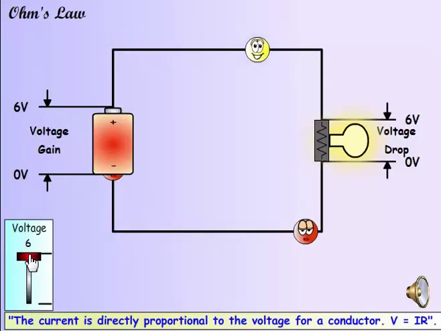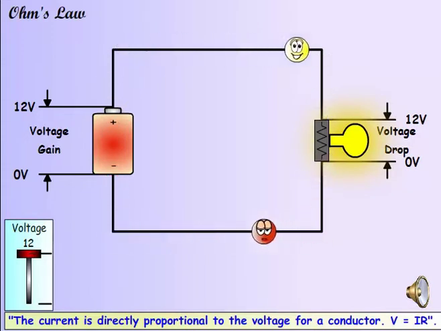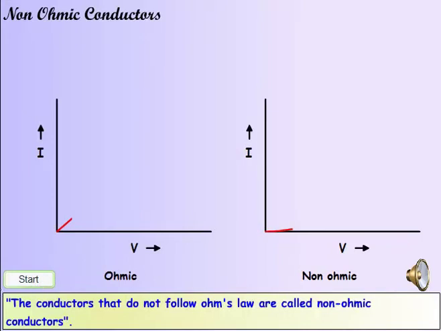Ohm's law states that the current is directly proportional to the voltage. In a non-ohmic conductor, the current is not proportional to the voltage. The resistance is not constant and keeps changing as the voltage changes.